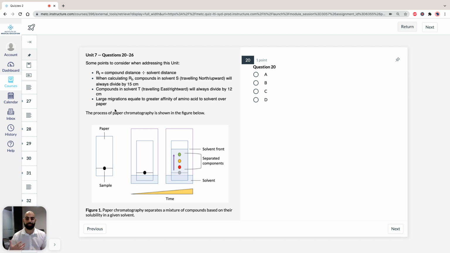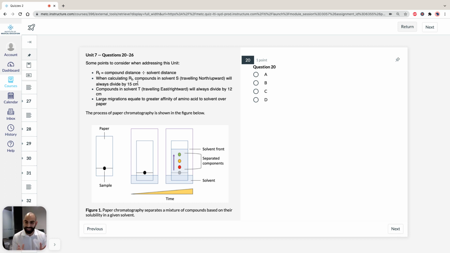So when you address this unit, it's important to understand what RF equals. It's the distance that the compound travels in the paper, divided by the distance that the solvent travels in the paper. When calculating RF in this stimulus, just remember that compounds in solvent S are the ones going upwards or northward. They'll always divide by 15 centimeters. So keep that in mind.